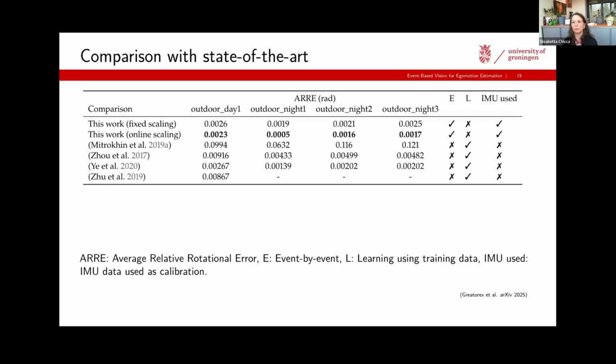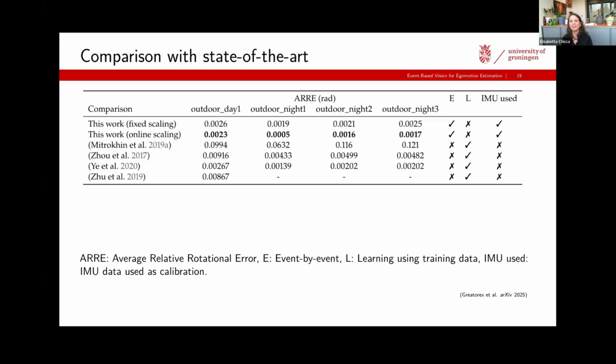On the last three columns, you can see that the features of our algorithm are completely orthogonal to the others. The first one, E, means event by event. So we are the only one using the data from the event-based sensor event by event, instead of doing what is unfortunately very typical, which is collect all the data into frames. And by doing that, you immediately lose the advantage of event-based cameras, and you go back to having a latency that is imposed by your frame rate.